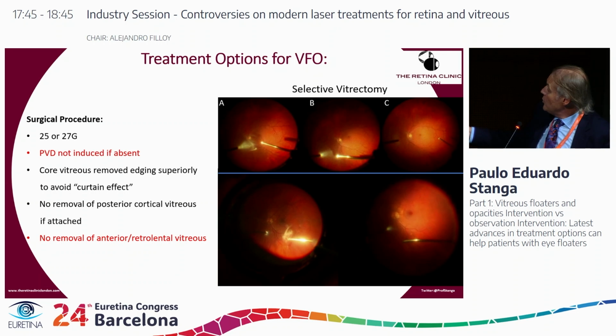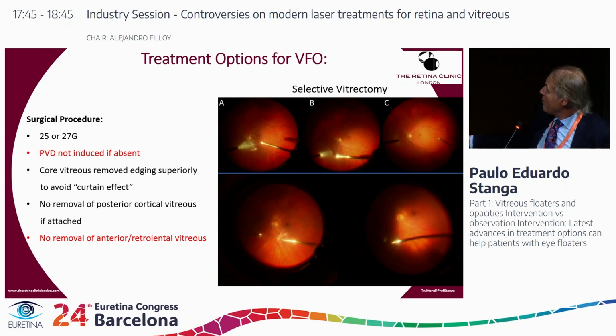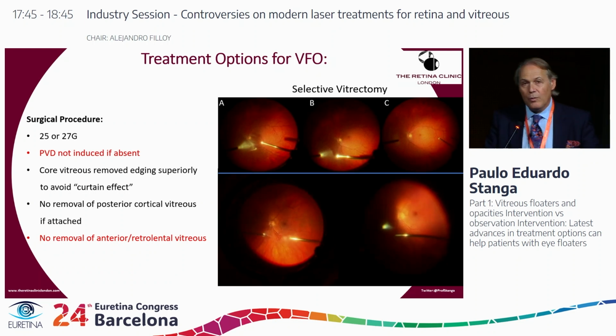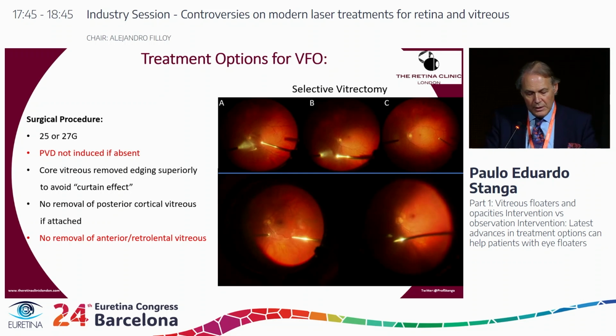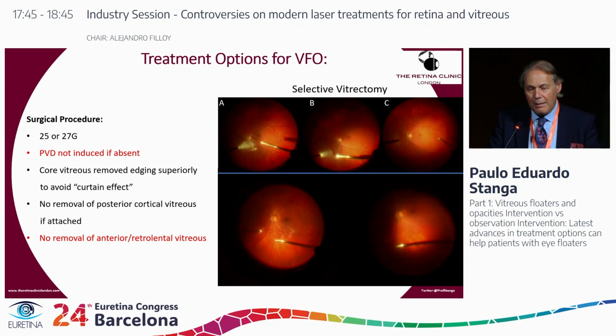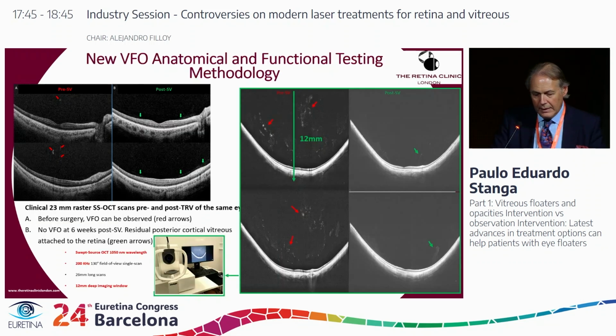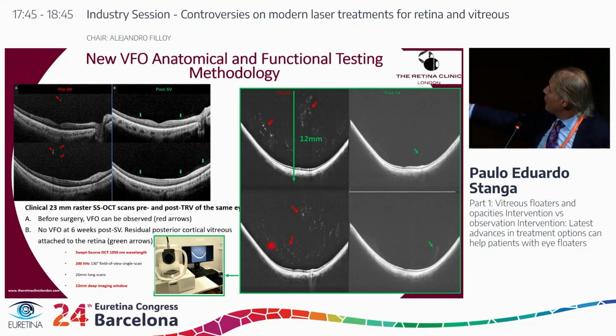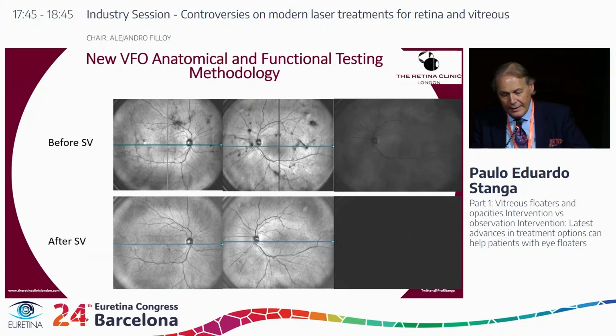So what we do is a less than a core vitrectomy. We are removing just the opacities within the central area. We leave the retrolental vitreous, we leave a cortex of vitreous. It's a minimal approach. Here you can see what I mean by a minimal approach. Before and after selective vitrectomy, you can see the cortical vitreous still attached to the cortex.